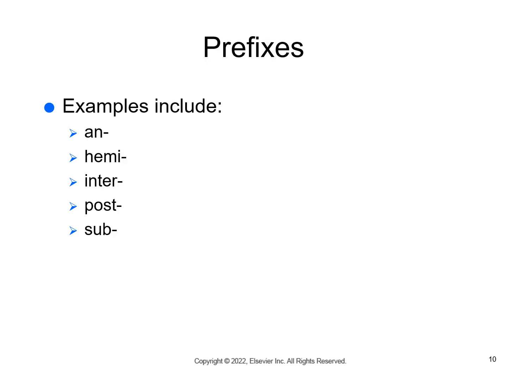Some prefixes that we would see in this system include an, and we might also use a as well for that prefix. It means absent of or without. Hemi means half. Inter means between. Post means under. And sub means below or under.